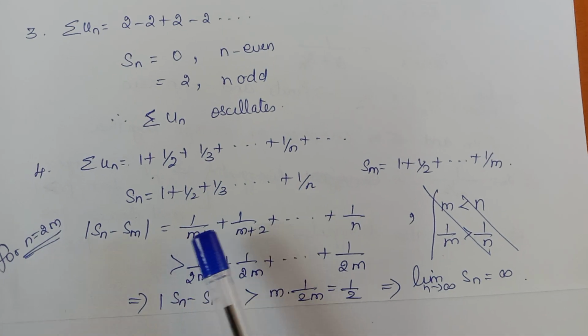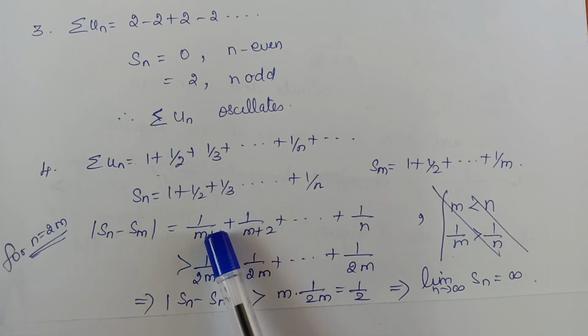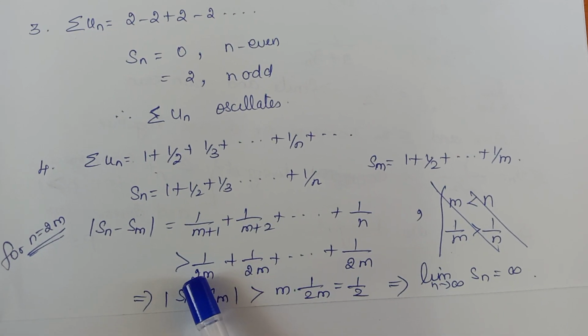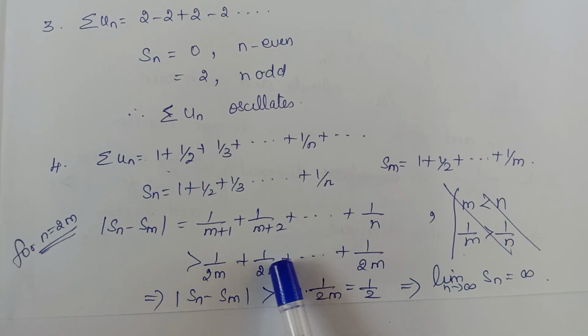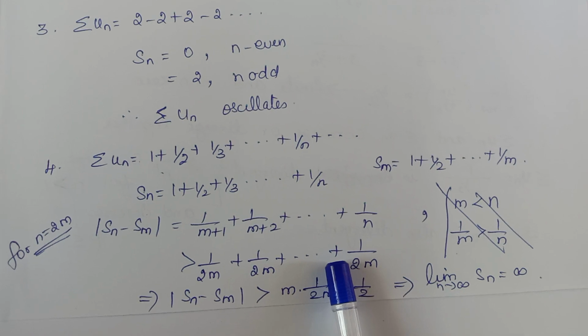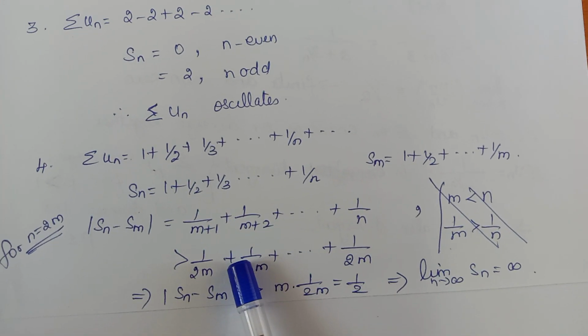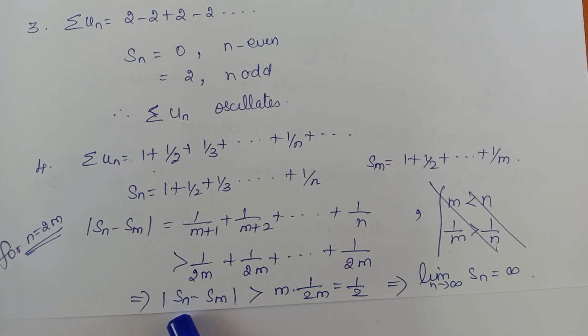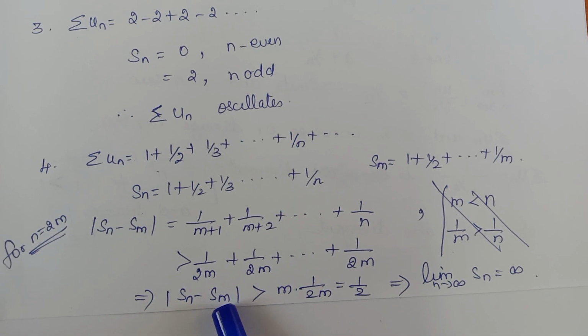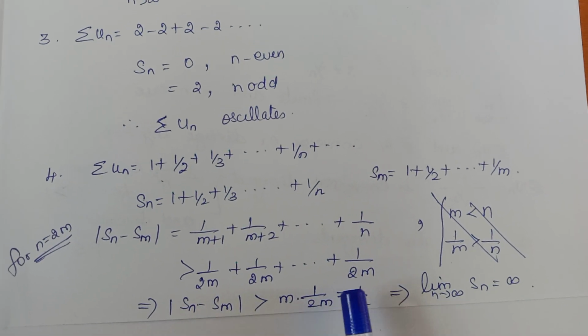Obviously, m plus 1 is less than 2m. So 1 by m plus 1 will be greater than 1 by 2m. So all these values will be what? Greater than 1 by 2m. So 1 by 2m plus 1 by 2m plus etc. 1 by 2m. So how many terms are here? m terms. So m number of 1 by 2m is equal to 1 by 2. So what I have arrived at here is modulus of Sn minus Sm is greater than 1 by 2.